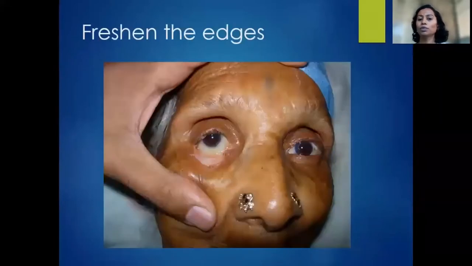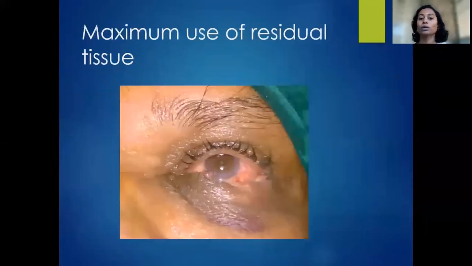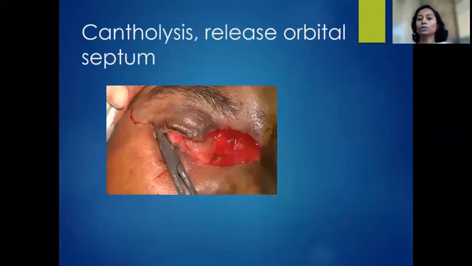The basics are, before we start, we have to freshen the edges so that the graft take-up is better. We have to assess the size of the defect and the age of the patient. In younger patients the tissue is much more tense, so it is more difficult, while in older patients, like in this case, the skin is very lax, so even larger defects can sometimes be directly approximated. Also make use of the maximum residual tissue. Whatever residual skin is there, try to make use of that rather than harvest different tissue.